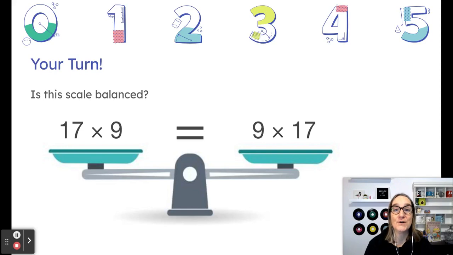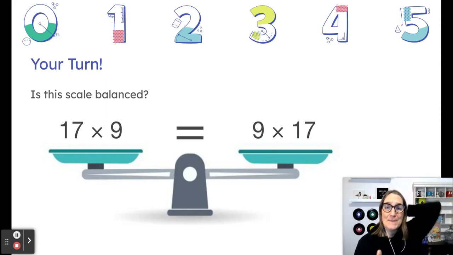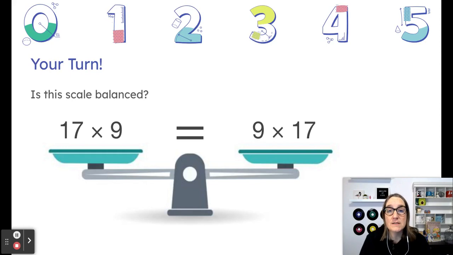Give this one a try on your own. Is this scale balanced? Did you say yes? If you did, give yourself a big old pat on the back. Both sides represent 153, so the scale is balanced. There's actually another way we can tell the scale is balanced even if we don't know what the expression represents, and that's called the commutative property. We can use the commutative property to show that the scale is balanced.